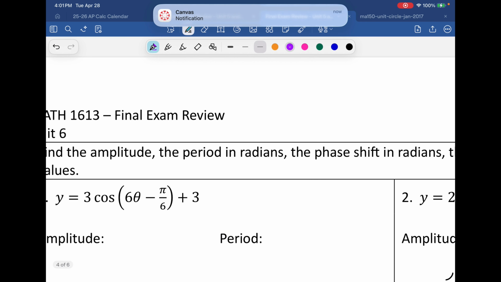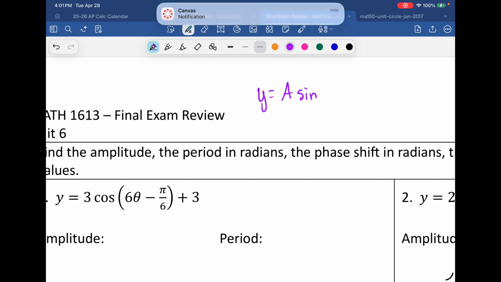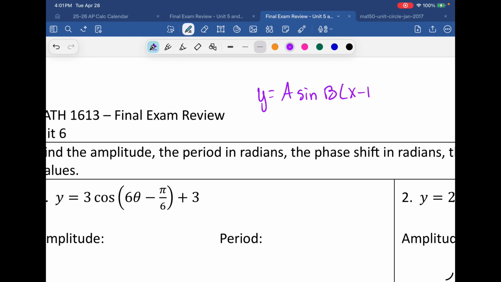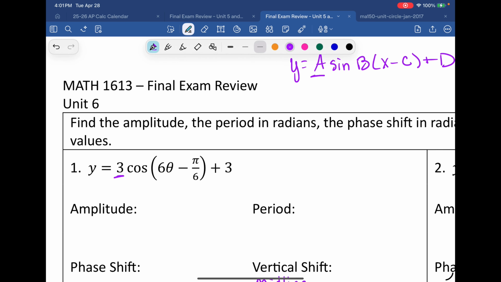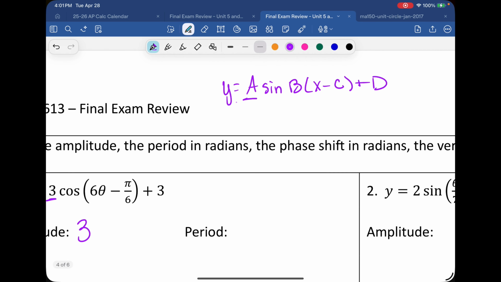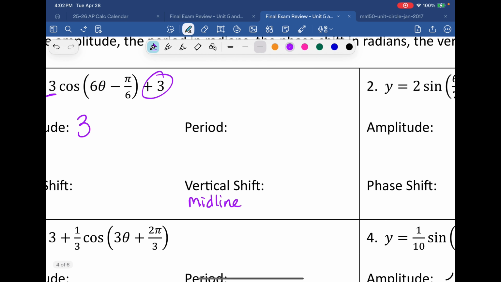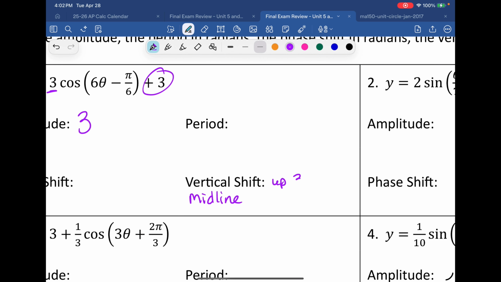So if you remember the formula, the parent graph, A is your amplitude. So this number that's sitting in front with multiplication is your amplitude. D is your midline, which is your vertical shift. So that means this plus 3, it means we shifted up 3 units. That means your midline is y equals 3.